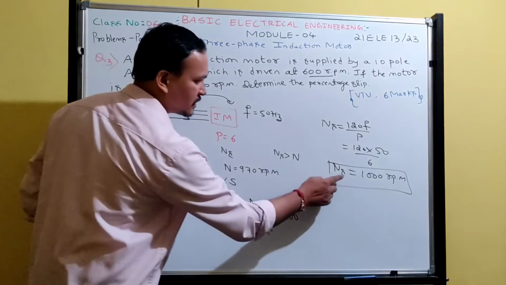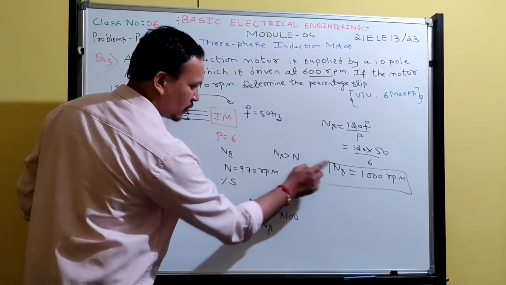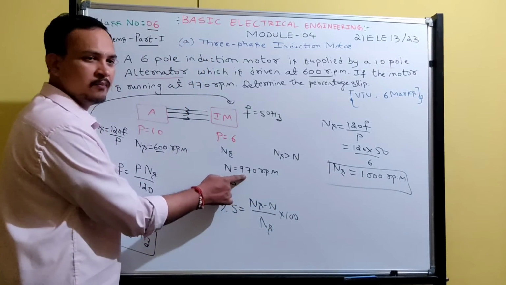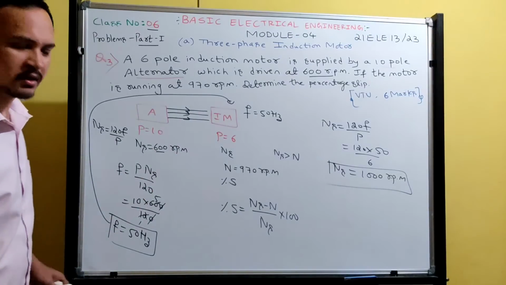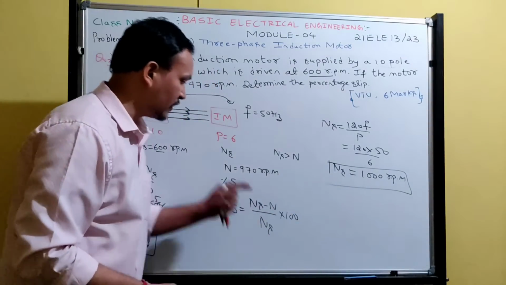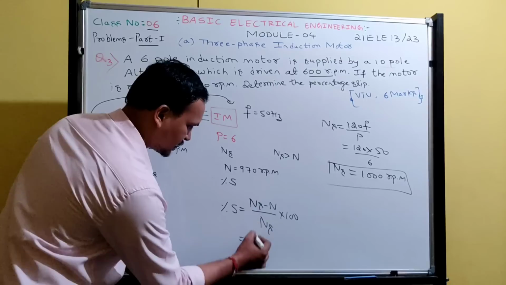Okay. See, what is the answer we got? 1000 RPM. Is 1000 RPM more than 970 RPM? Yes, it is an induction motor. Now, substitute those values here.